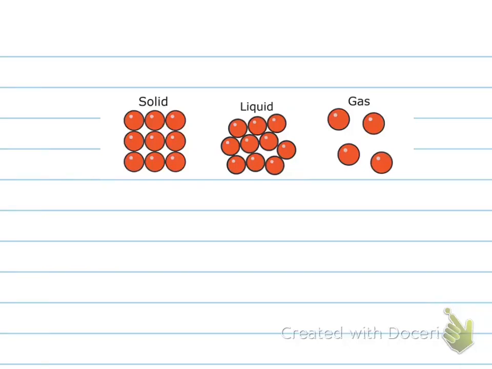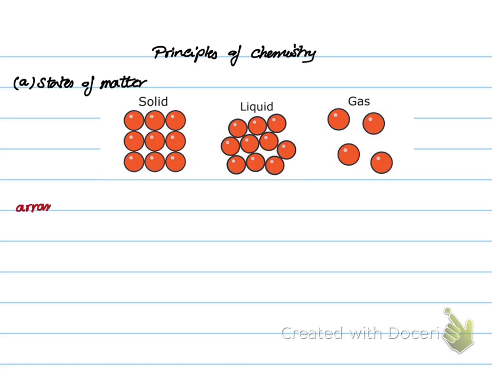Hello, this is O-Level Chemistry in Excel, section number 1, Principles of Chemistry. A. States of matter. What are the three states of matter? Solid, liquid, and gas. What are the differences in arrangement, movement, and energy of particles in the three states?